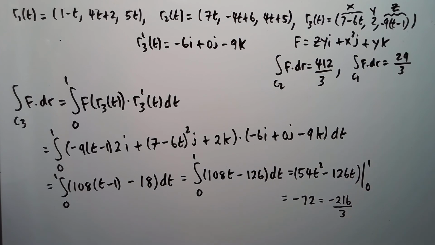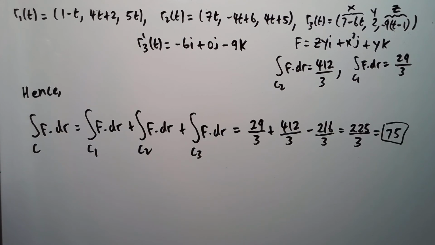Okay, now let's add all the results together, and it should be the same answer we got from video 1. In particular, it should be 75. So let's check and make sure it's 75. Okay, now a moment of truth. The line integral over C will be equal to the sum of the integrals over C1, C2, and C3.